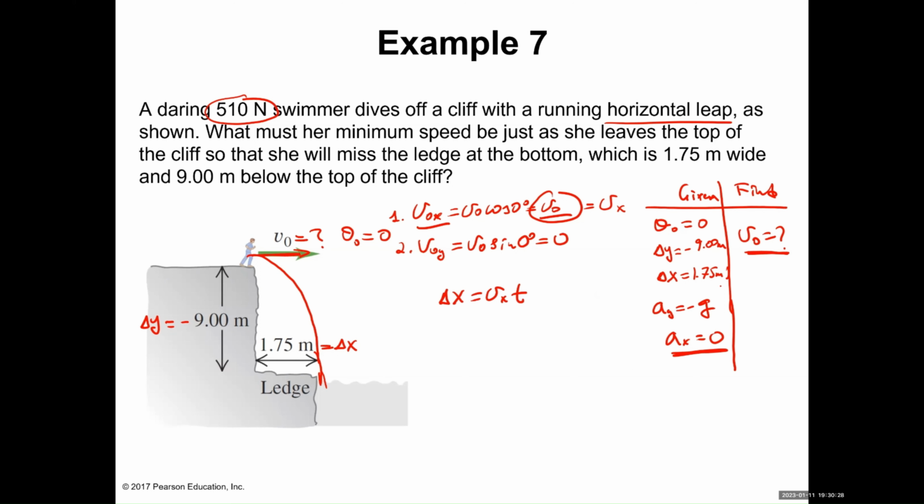And see, I even have my delta x. That means all I have to do is say vx equals delta x over t, and if I have my vx, I have my v initial. But not quite, right? Even though I have my displacement, which is 1.75 meters, I don't yet have the time.